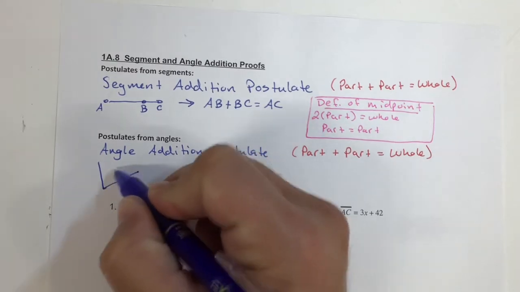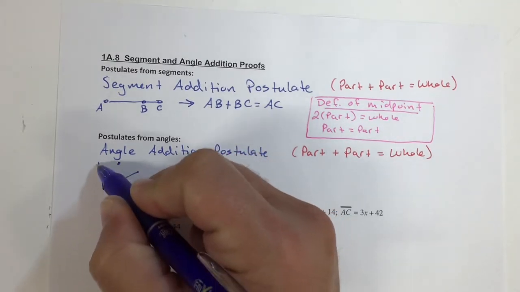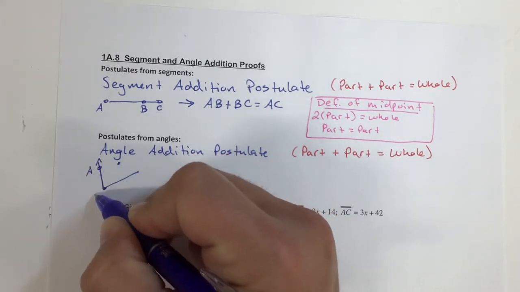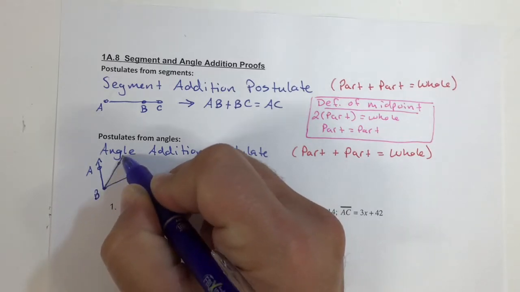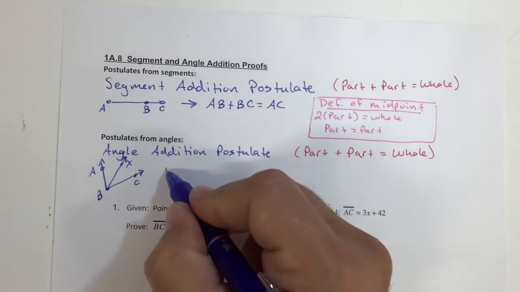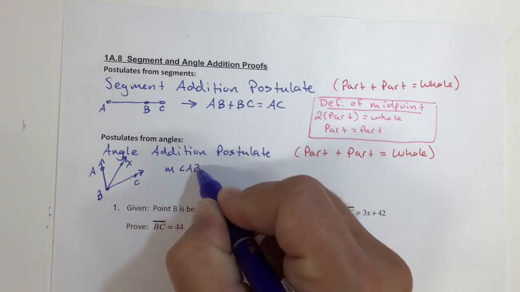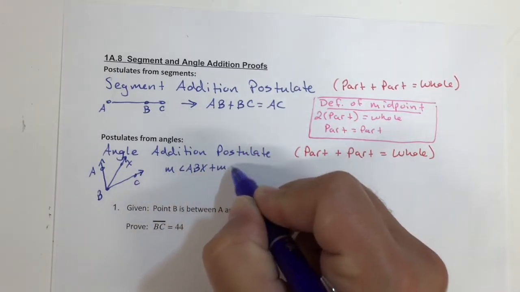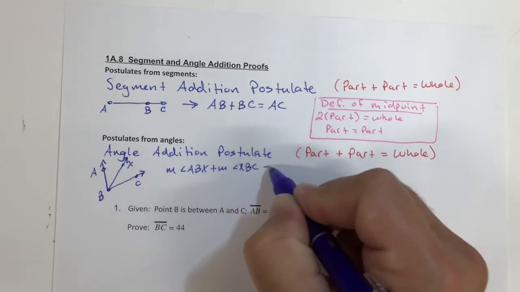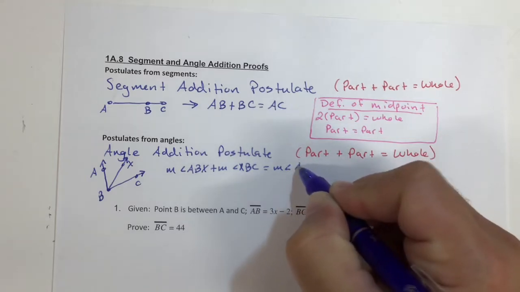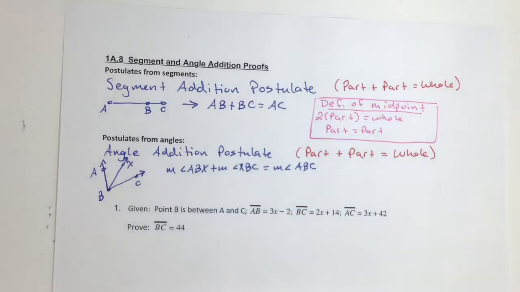If we've got some point in the interior of an angle, let's call that point X, then the measure of angle ABX plus the measure of angle XBC equals the measure of angle ABC. And we've done that a lot.